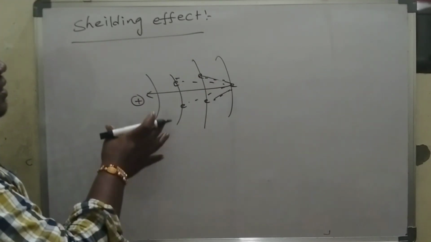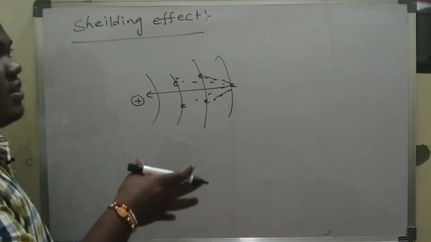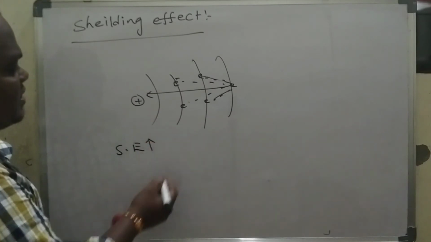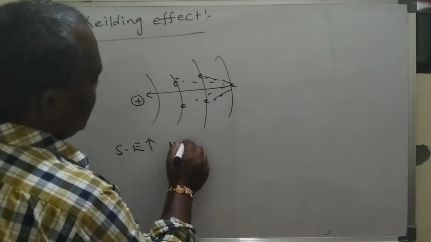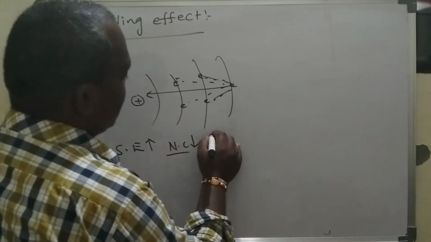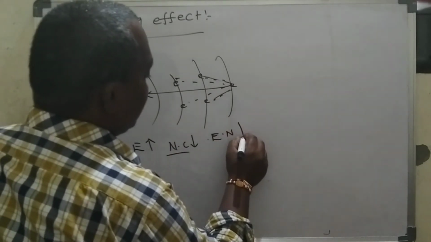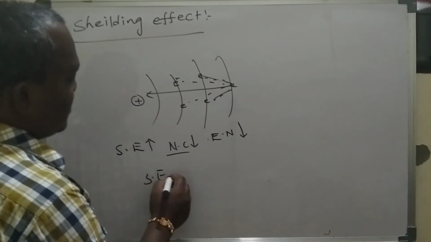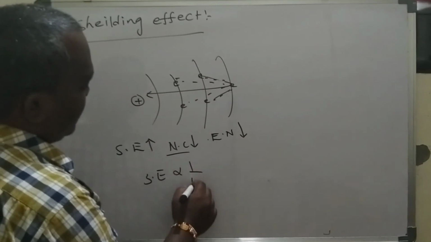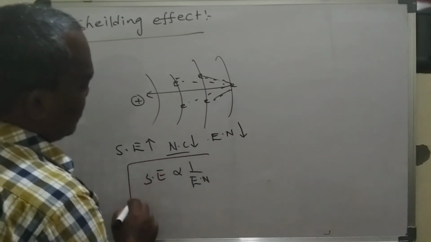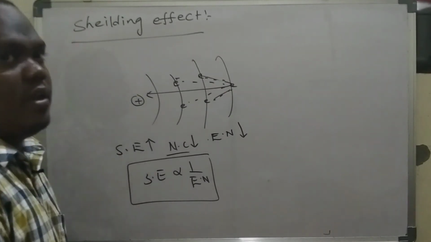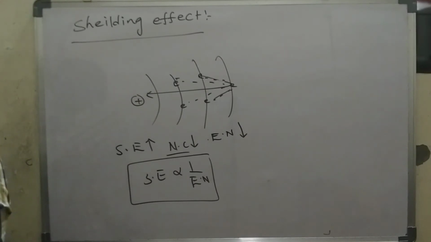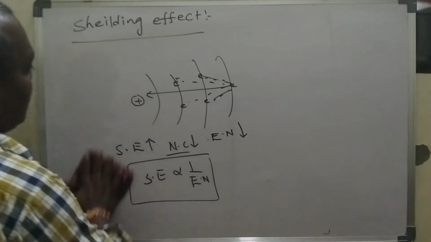How much the nuclear charge decreases, that we can call the screening effect. As the screening effect increases, the nuclear charge decreases. As the nuclear charge decreases, electronegativity also decreases. So the screening effect and electronegativity are inversely proportional to each other, right? The next factor is oxidation state.